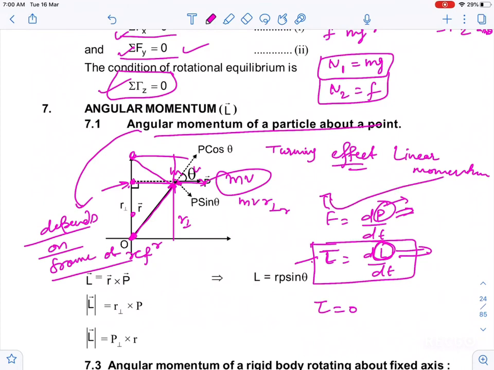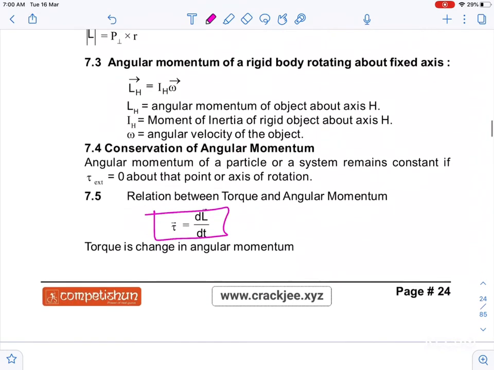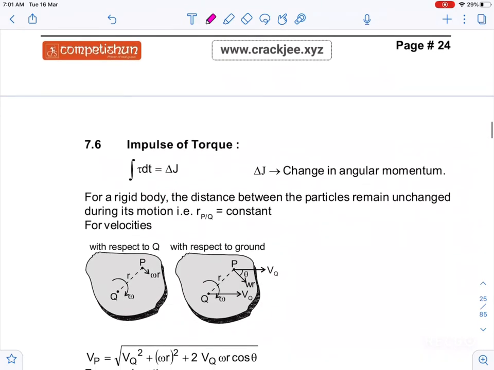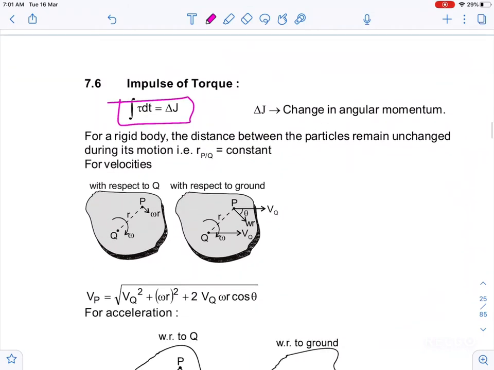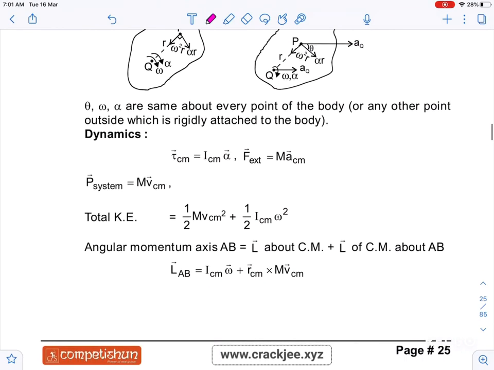m1 u1 plus m2 u2 is equal to m1 v1 plus m2 v2. Like here I can write I1 omega 1 is equal to I2 omega 2. This is the principle of conservation of angular momentum, because angular momentum remains conserved when external torque is 0. Now see, torque is equal to dL by dt, and like force impulse, there is torque impulse: torque into dt is equal to delta J. So you have to keep these things in mind.